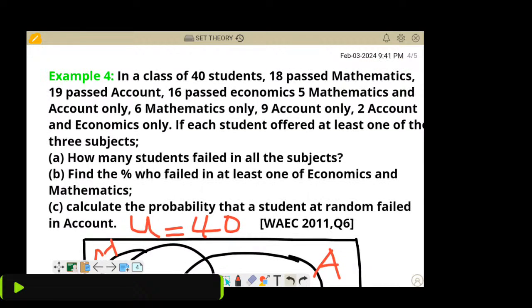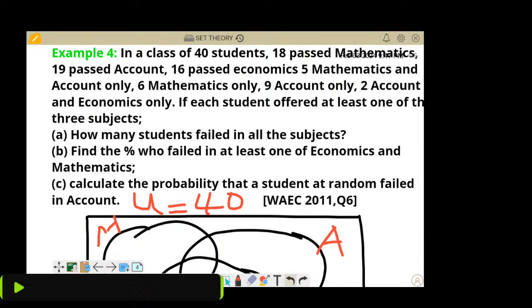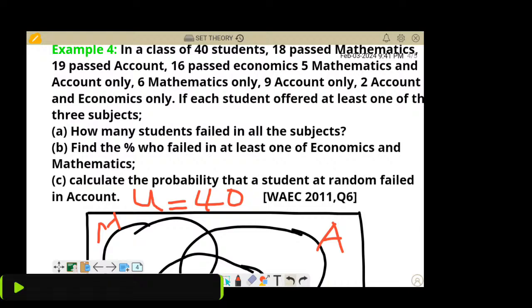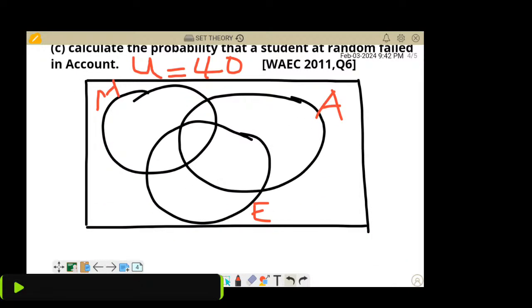Based on the information in the question, we have 18 pass mathematics, 19 pass account, 16 pass economics, and 5 pass mathematics and account only. Mathematics and account only, let's start with that. This region represents mathematics and account only, and that is 5, so we can just put 5 here.